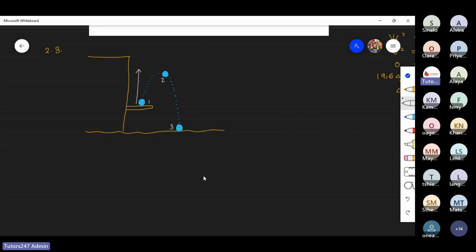Next, from 2 to 3. So once it reaches maximum height, it then hits the ground. So from 2 to 3, if you go from a higher level to a lower level, are you going up or are you going down? Think about it logically. To go from the top to the bottom, you're going in a downwards direction. So I'm now going to draw this vector going down. So the vector goes from 2 until 3.